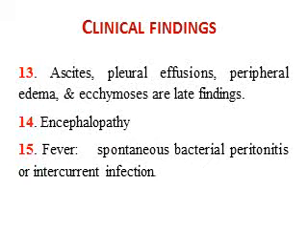Ascites, which means presence of free fluid in the peritoneal cavity in the abdomen. Pleural effusion, which means the presence of free fluid in the pleural cavity. And peripheral edema, which means bilateral lower limb pitting edema. This is all due to decreased albumin synthesis, an important protein which is synthesized by the liver. Ecchymosis, which means bluish discoloration of the skin, also occurs in those patients.